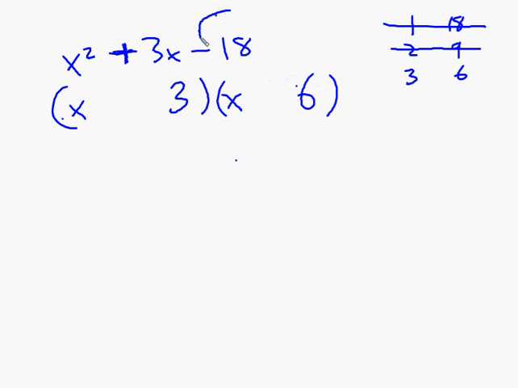Now, what does this sign right here tell me? It means you have opposite signs. Opposite signs. So which of these is going to be negative? The 6. All right, now you're testing the 6. Let's test it. When I multiply the inner terms, I get 3x. When I multiply the outer terms, I get negative 6x. When I combine them, I get negative 3x. Is that what I have right here? No. So the 3 is negative, and the 6 is positive.